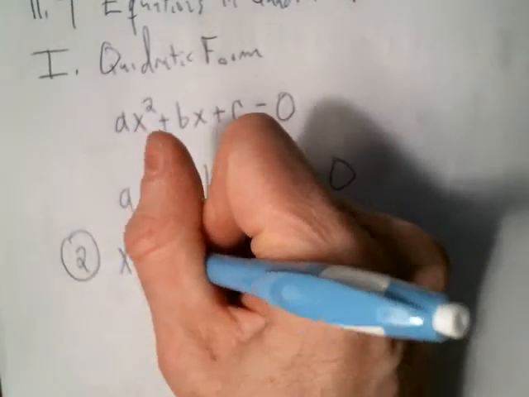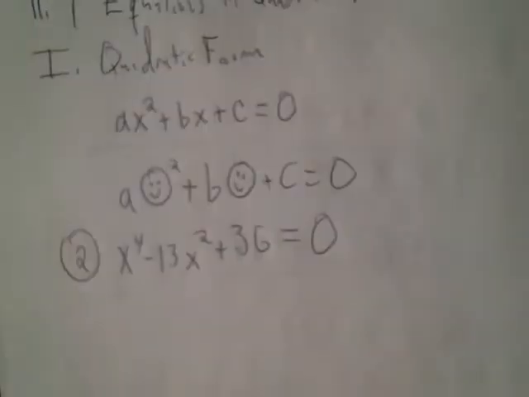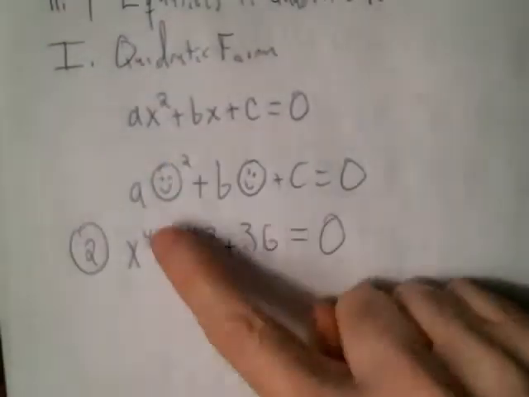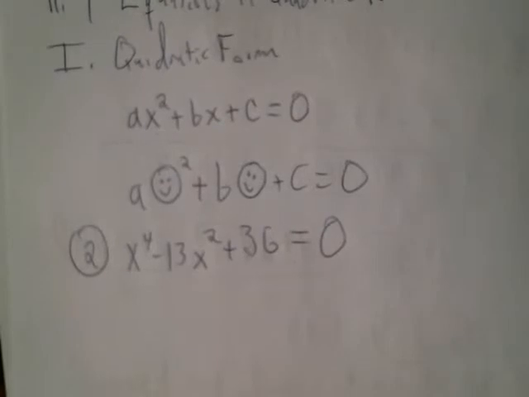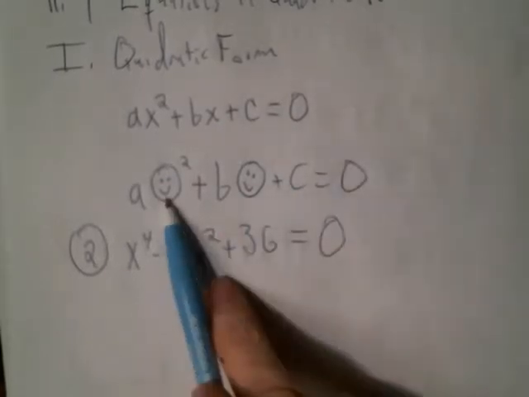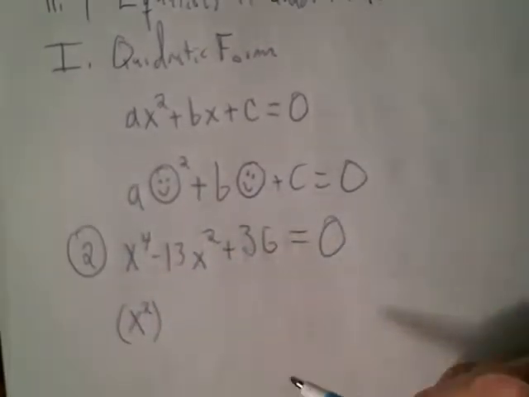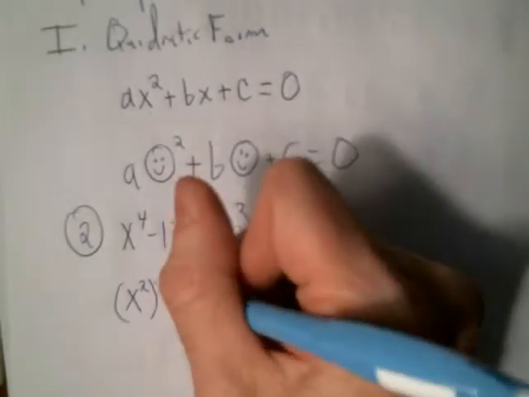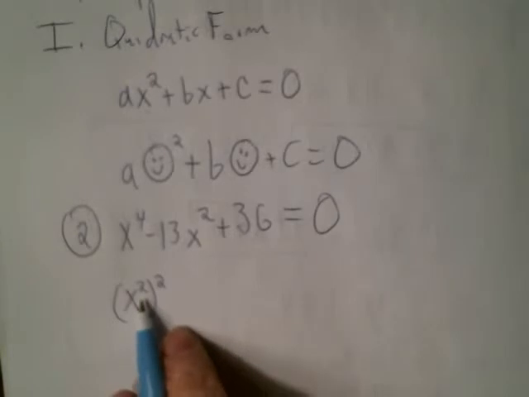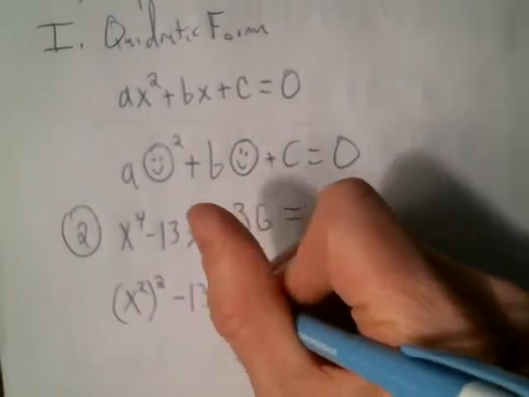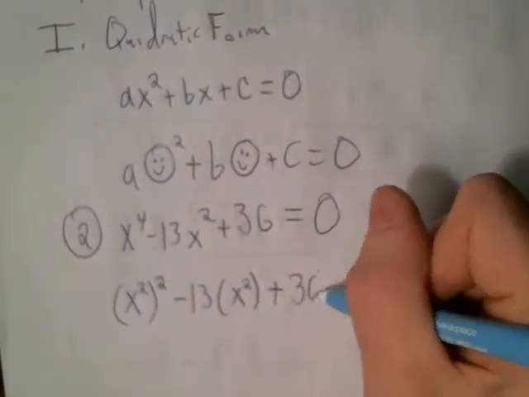Problem 2, I have x to the 4th minus 13 x squared plus 36 equals 0. Okay, so I think you can appreciate, certainly there's this correspondence between the individual elements. Secondly, you can think of it as something squared if you need to, by just rewriting it using your rules of exponents. So x to the 4th is really just x squared squared. So the something that's being squared is x squared itself. And then we have minus 13 times something, in this case the x squared, and then plus 36 is 0.